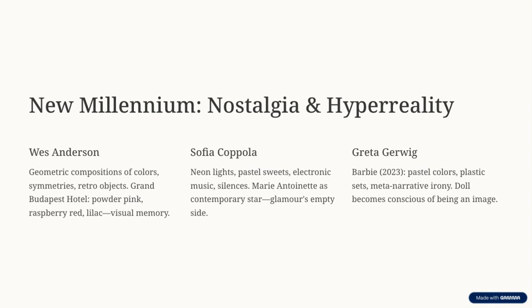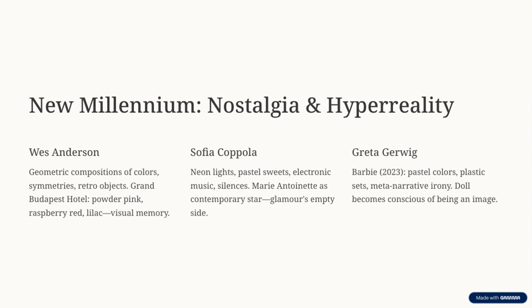past. Next, Sofia Coppola brings a different flavor. Her work often features neon lights, pastel suites, and electronic music, creating a dreamy, almost surreal atmosphere. When she portrays historical figures like Marie Antoinette, she reimagines them as contemporary icons, highlighting the glamour, but also the emptiness behind it. This approach emphasizes how nostalgia can sometimes mask a sense of superficiality or longing for a past that perhaps never truly existed.